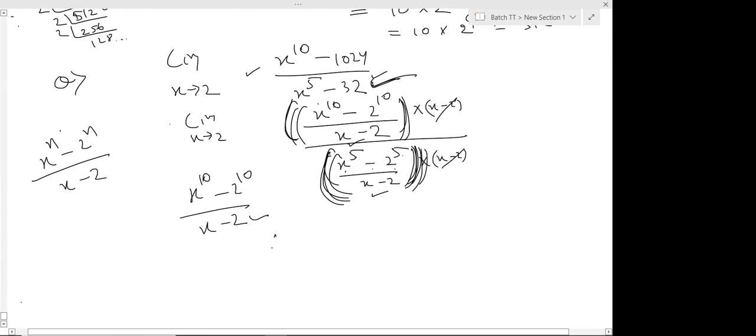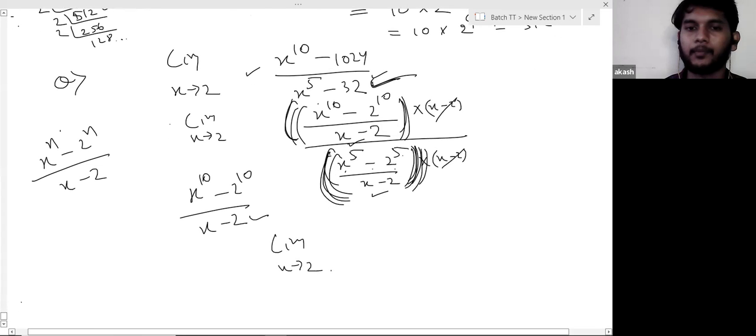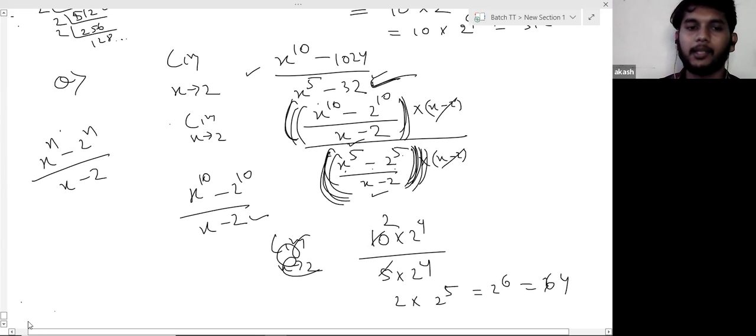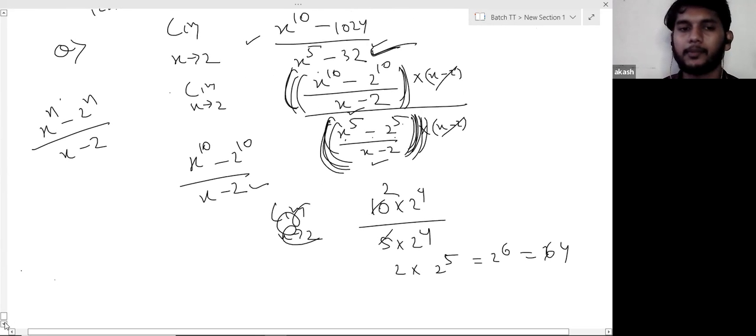What is the answer? 64. Absolutely right. So this we can directly write. This is 10 into 2 raised to the power 9 upon 5 into 2 raised to the power 4. So this is 2 and this is 2 raised to the power 5. So 2 raised to the power 6 is 64. I believe everyone is clear about this now.